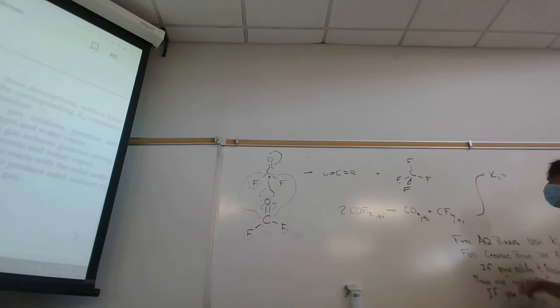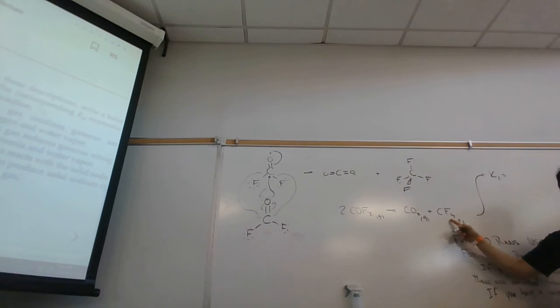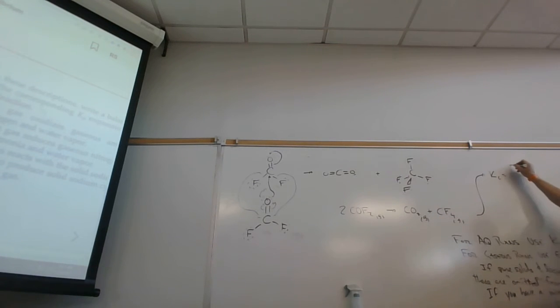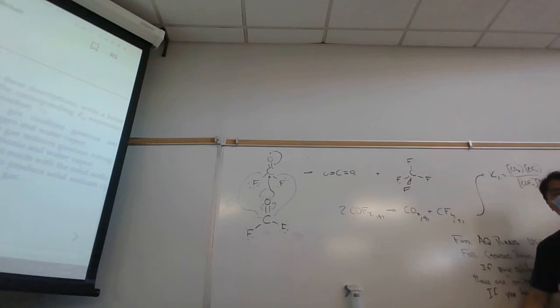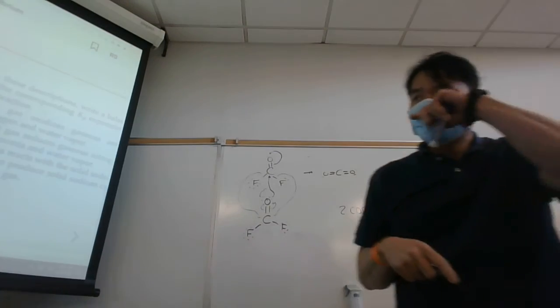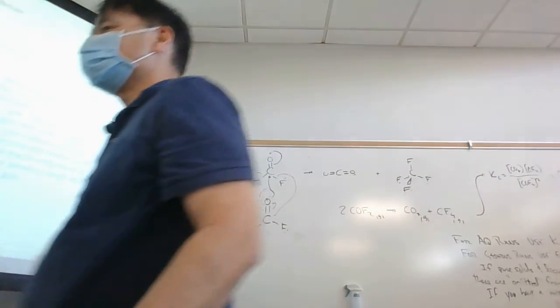Kc for this is going to be the product concentrations raised. So if you know the concentration of CO2, it's going to be raised to the first power. And the concentration of CF4 raised to the first power divided by the concentration of COF2 squared. And that would be it. And so there's going to be some number here. So the next thing is, what is that number? You know, what is that number? And the number, we just look it up.